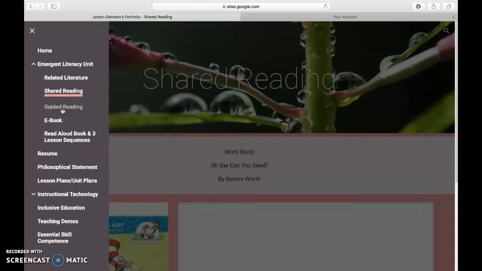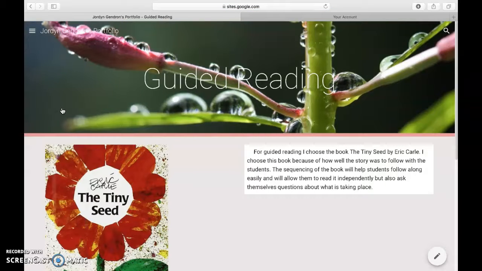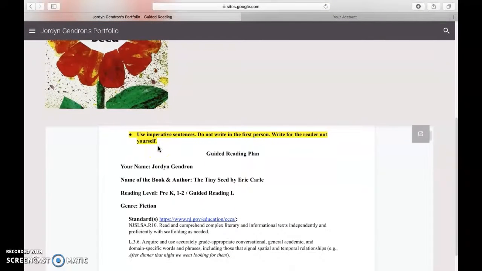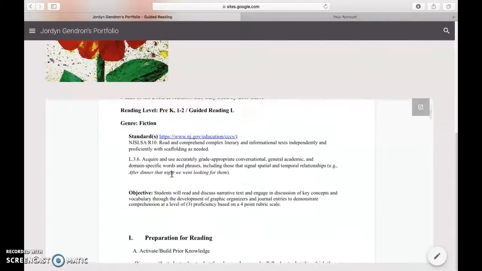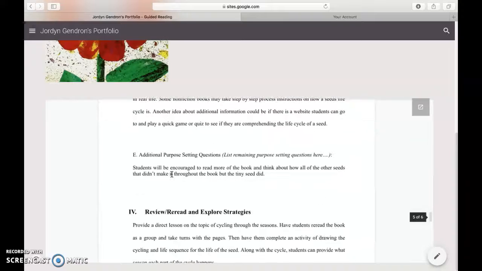The next page is a unit on guided reading. During this unit, I use the book The Tiny Seed by Eric Carle. I use this book for guided reading because it demonstrates sequencing. Sequencing can be an easy kind of theme within a book for students to follow while they are guided reading. I demonstrate how to go over the pictures in the book and activate background knowledge by asking questions about the cover and also about the seeds. Here's where I demonstrate my guided reading.